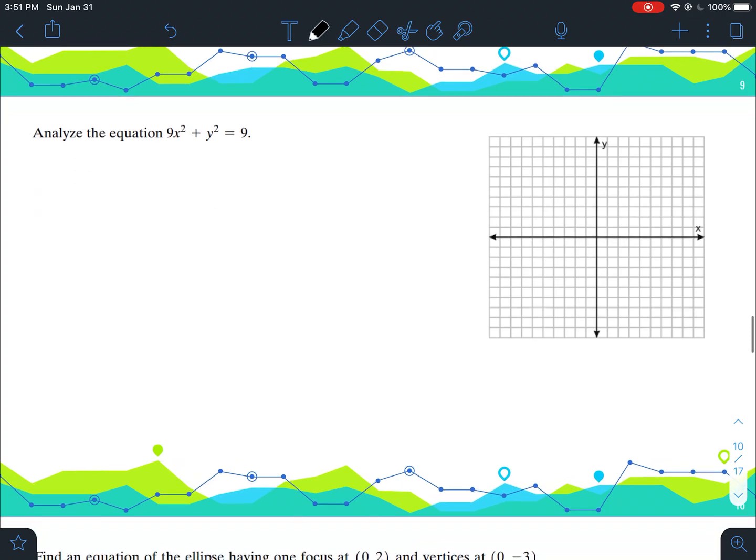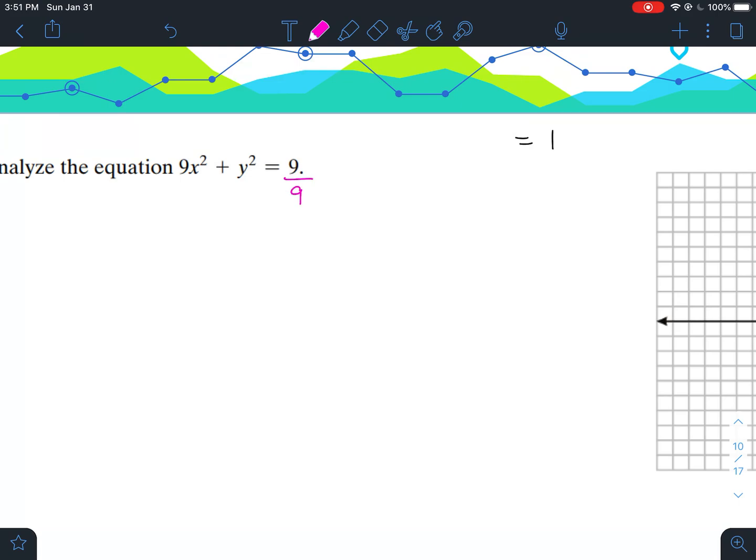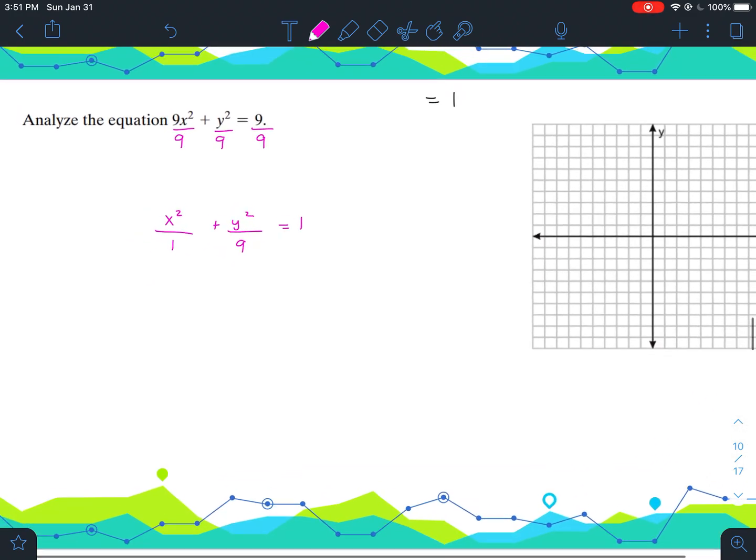All right, let's analyze the equation 9x squared plus y squared equals 9. Well, for an ellipse, remember, we need it to equal 1. So right now it equals 9. So to make this equal 1, I'm going to divide all of the parts by 9. So then I get x squared over 1 plus y squared over 9 equals 1. So now I have an ellipse.